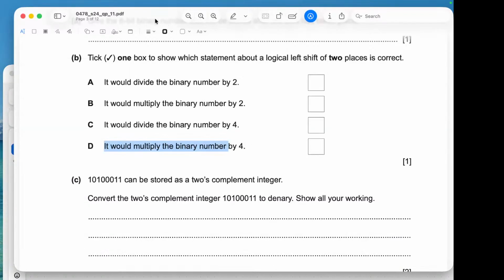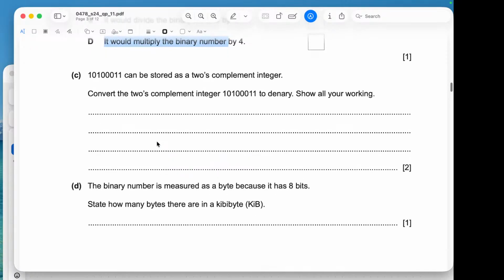Okay, next question then. We have got 10100011 can be stored as 2's complement integer. And this is important. I know I've said it before in other streams and in the lessons, that if the binary number is 2's complement, they will tell you that that number is 2's complement. And if they don't mention it, assume that it's not.